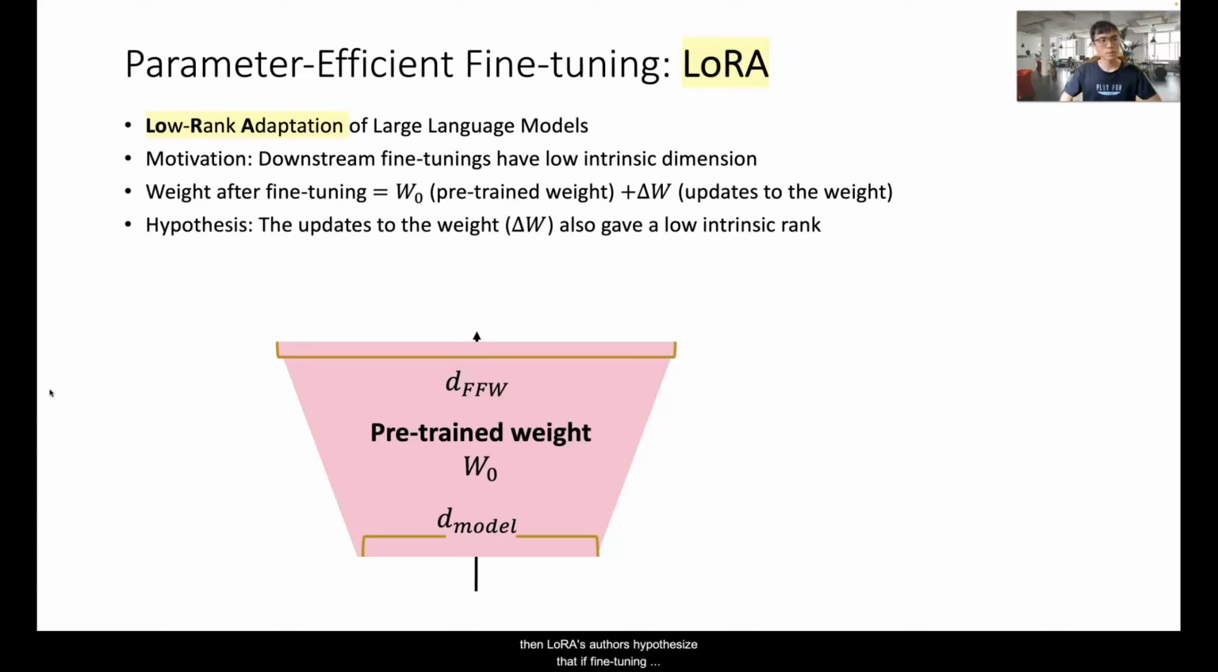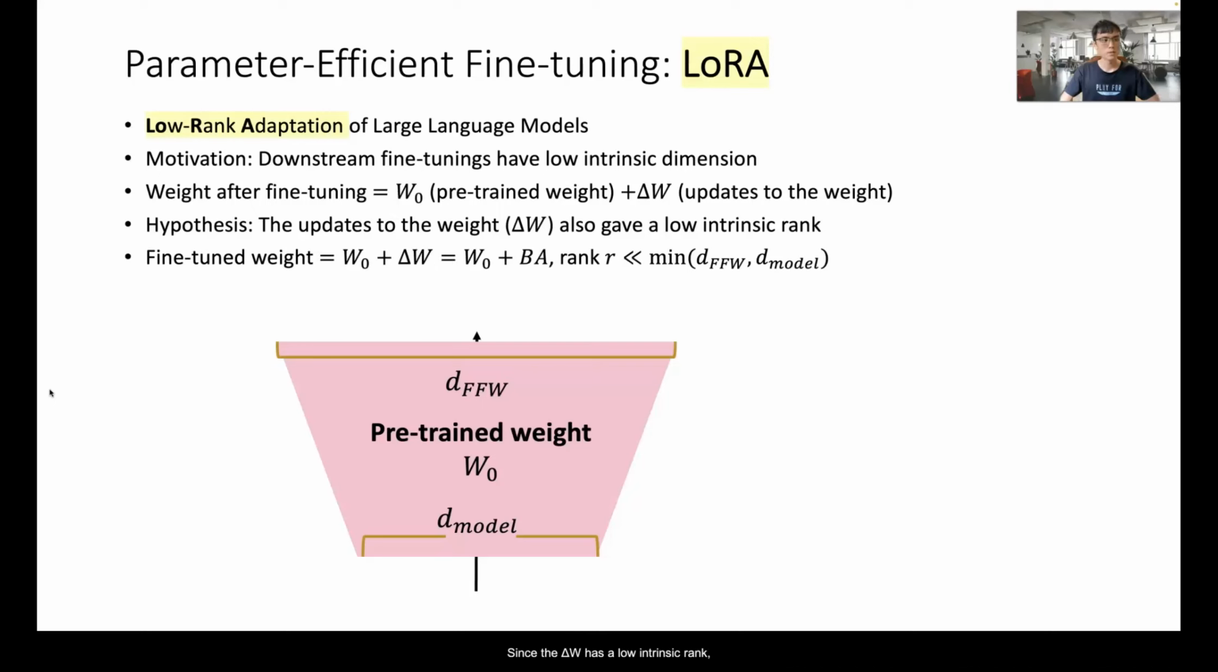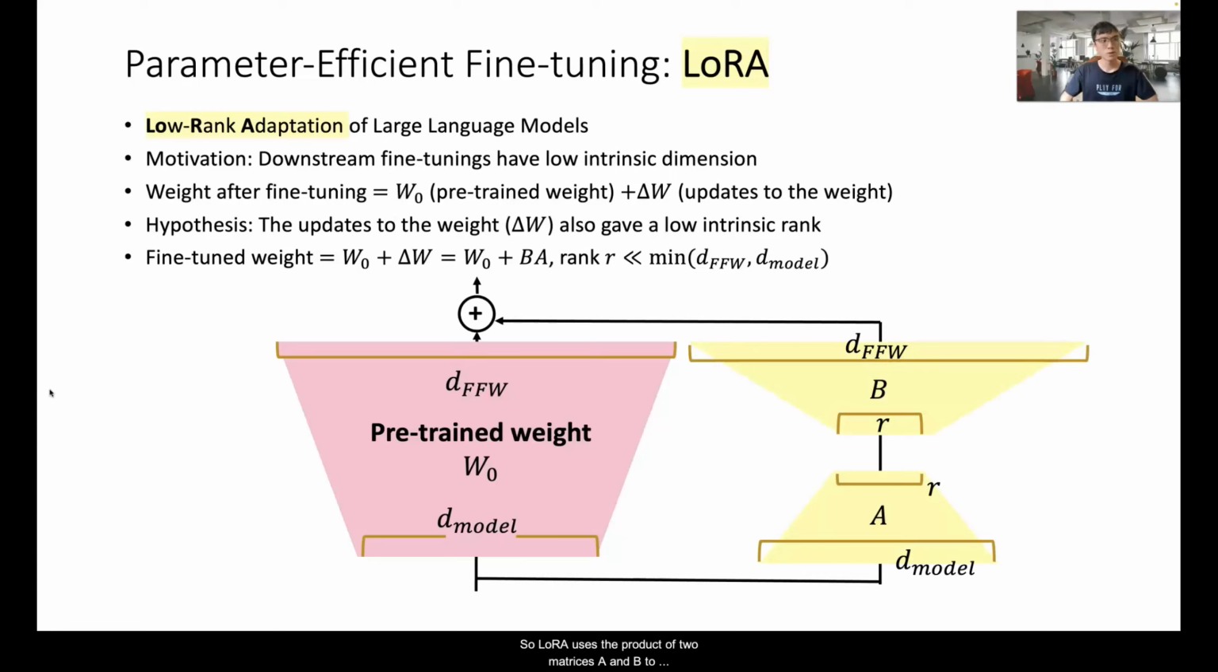then LoRa's authors hypothesize that if fine-tuning has a low intrinsic dimension, then the updates to the weights, delta W, should also have a low intrinsic rank. Since delta W has a low intrinsic rank, it can be approximated by a low-rank decomposition. So LoRa uses the product of two matrices, A and B, to approximate delta W, and the dimension R, which represents the rank, is much less than the original input and output dimensions of delta W.